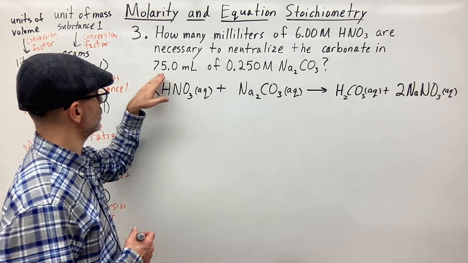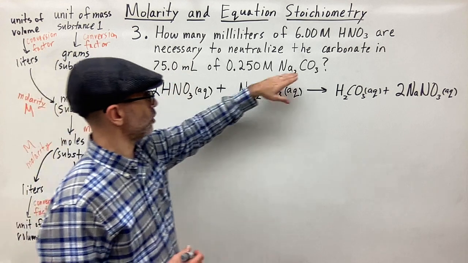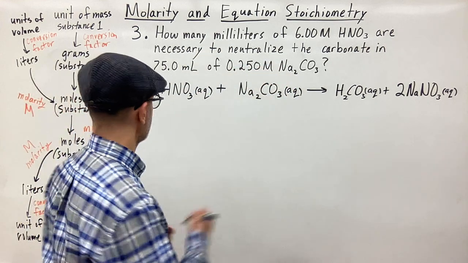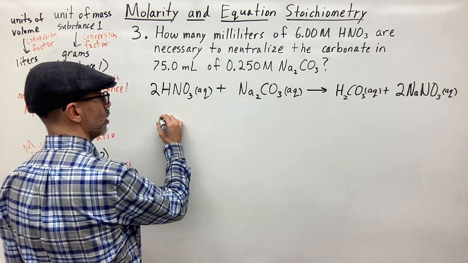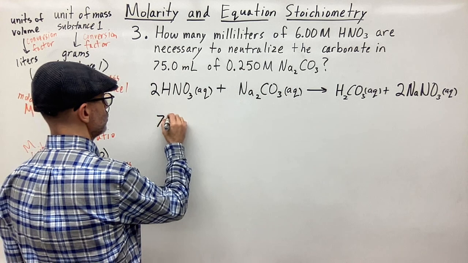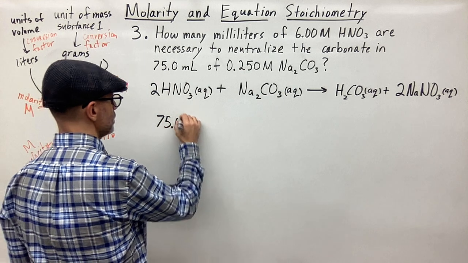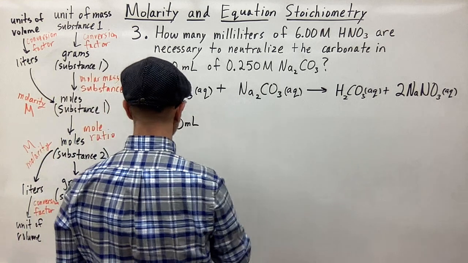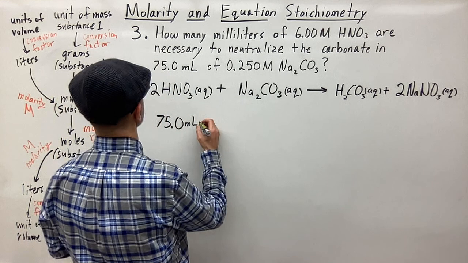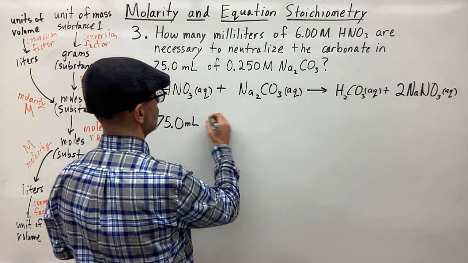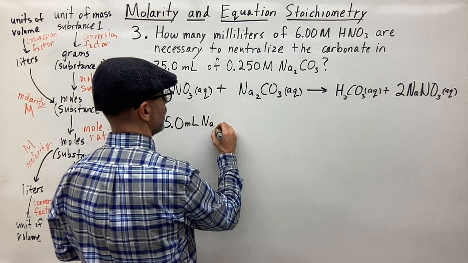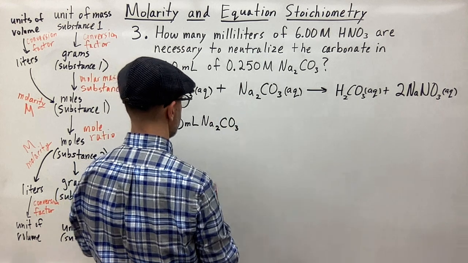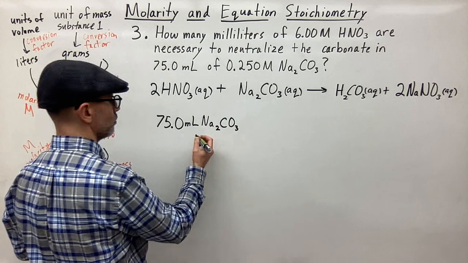I'm going to convert 75 milliliters of the sodium carbonate to milliliters of the HNO3. So start with the 75 milliliters. I have 75.0 milliliters of this substance, and that substance is the Na2CO3.